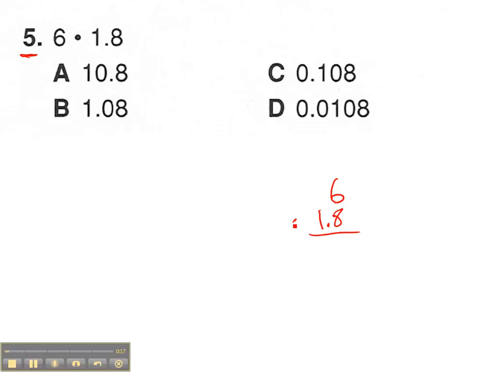the decimal at first. So 6 times 8 is 48, carry the 4. 6 times 1 is 6, plus 4 is 10, so 108.